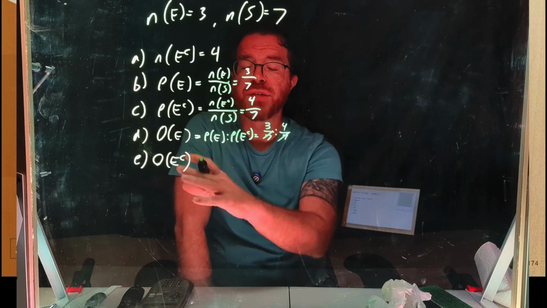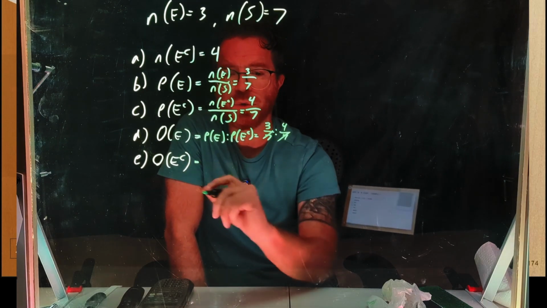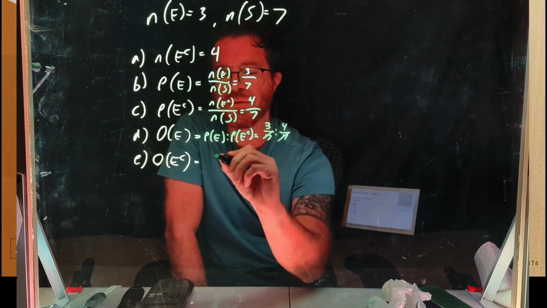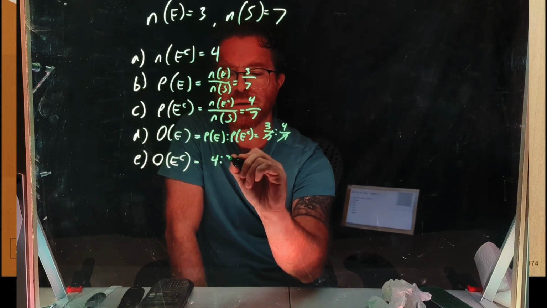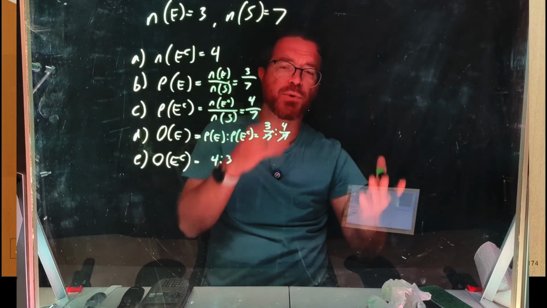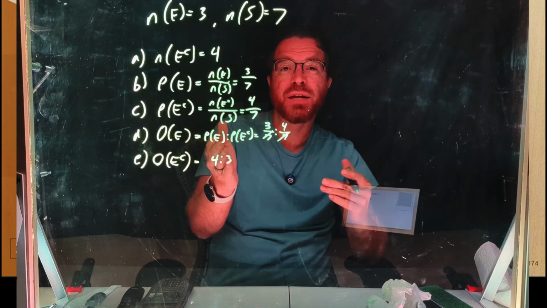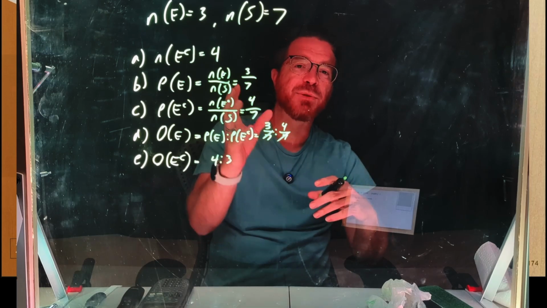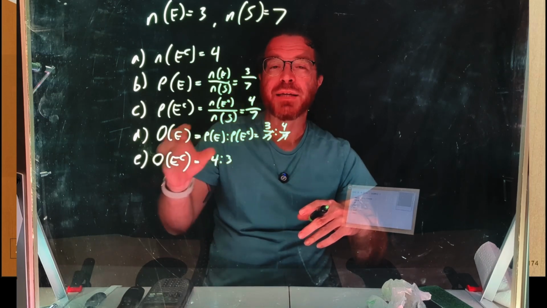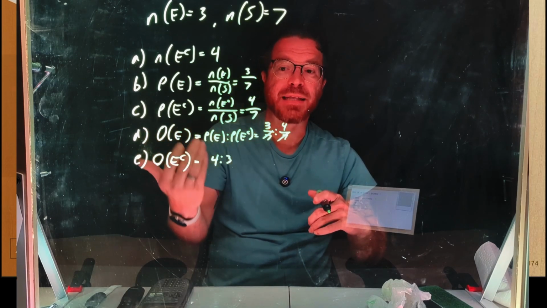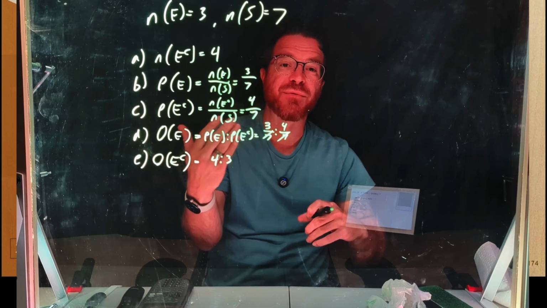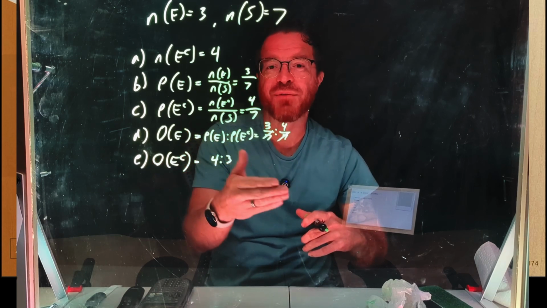Now the odds of the complement of E are just going to be that same ratio but inverted. So this is going to be 4 to 3. If you thought of this, again, as a sports team, the odds that they win are 3 to 4. If they played 7 games, you'd expect them to win 3 and lose 4. The odds against them, so the odds that they lose, are 4 to 3, which means that for every 7 games, you'd expect them to lose 4 for every 3 that they win.